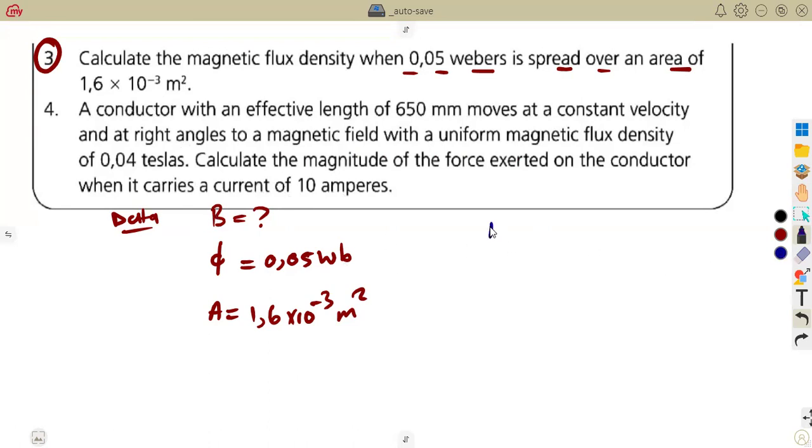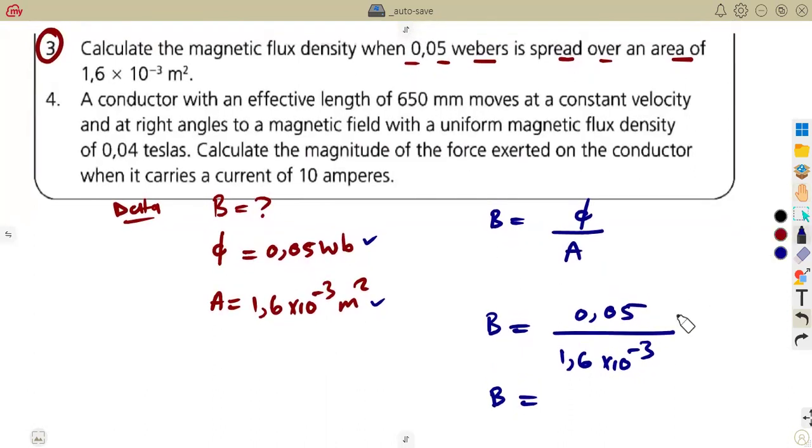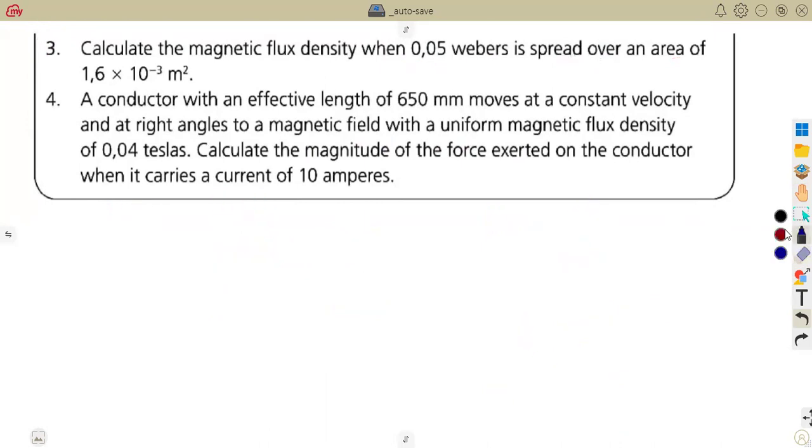So this is a direct question, guys, because from our formula, B is equal to flux over area. So you simply have to substitute. We have the flux, we have the area in square meters. So that's 0.05 over 1.6 times 10 to the exponent of -3. You can write this in Webers per square meter, or as Tesla. It's up to you, but for the unit you can just write Tesla. So it was 31.25 Tesla or Webers per square meter. So this was a direct question.